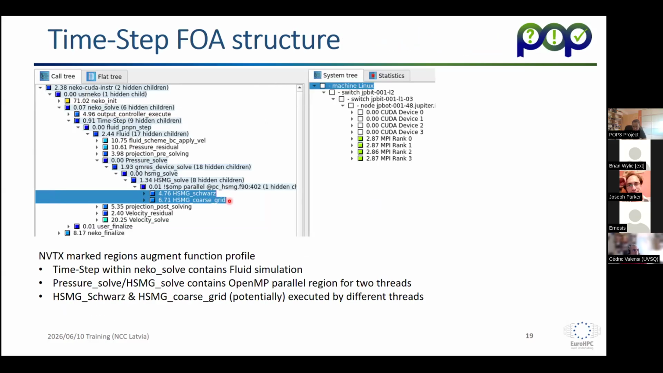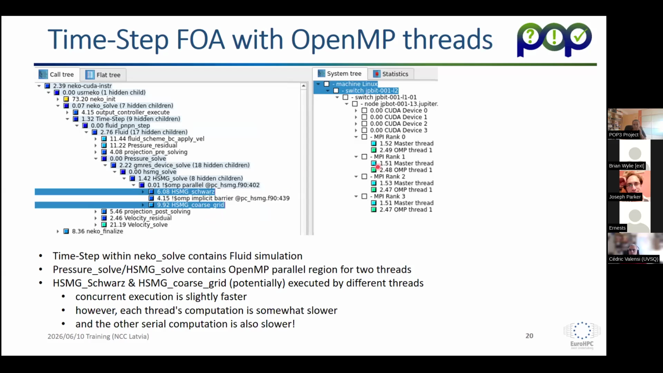And when we look at how those are executed, we can see that those are executed by different threads. And one of the threads is taking 1.5 seconds in each of the threads. The other thread is taking 2.5. So the coarse grid solve takes about 2.5 seconds.